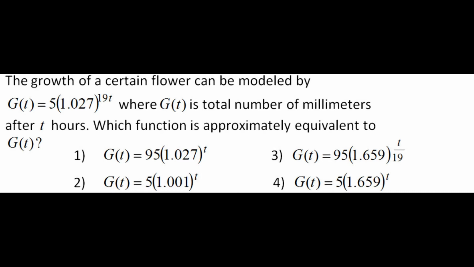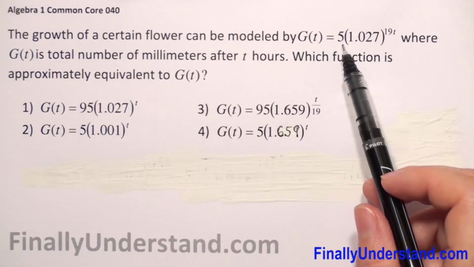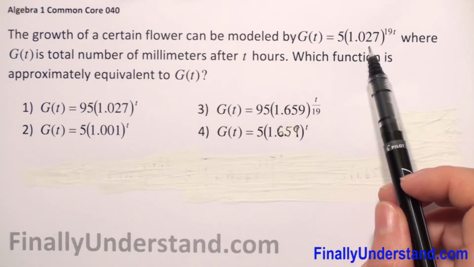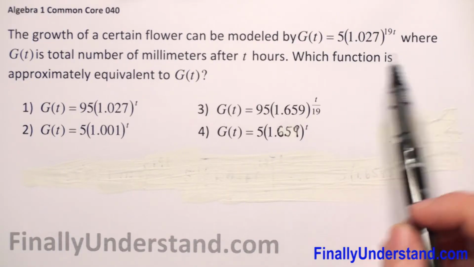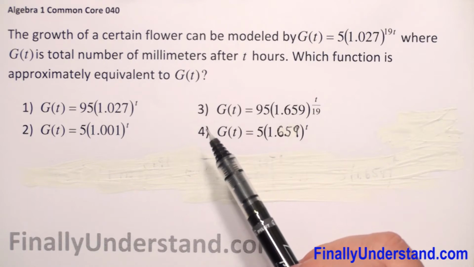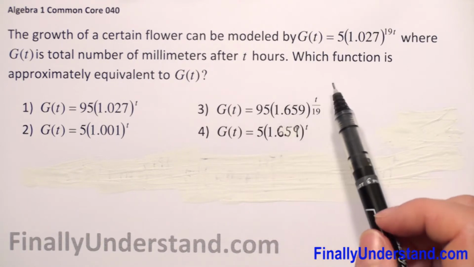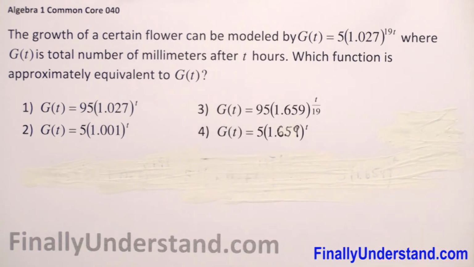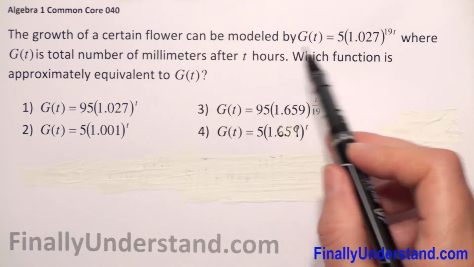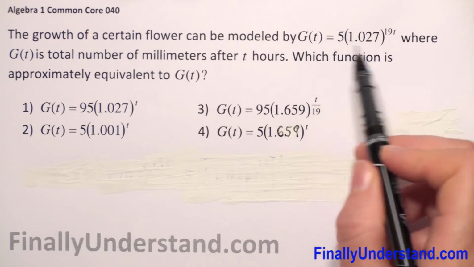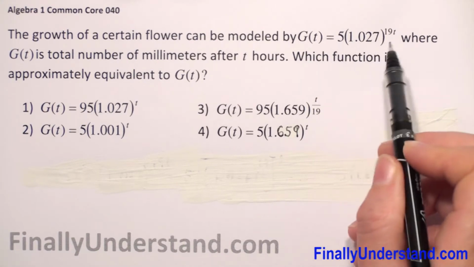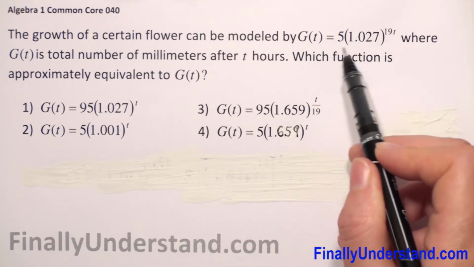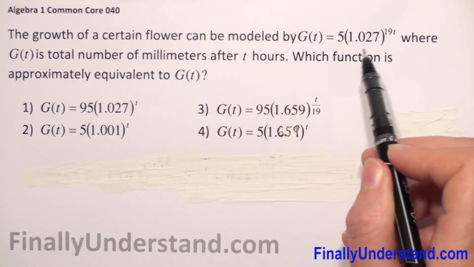The growth of a certain flower can be modeled by g(t) = 5 × 1.027^(19t), where g(t) is the total number of millimeters after t hours. Which function is approximately equivalent to g(t)? So first we have to look at our g(t) function and check if we can do something to rewrite our function to a different form.